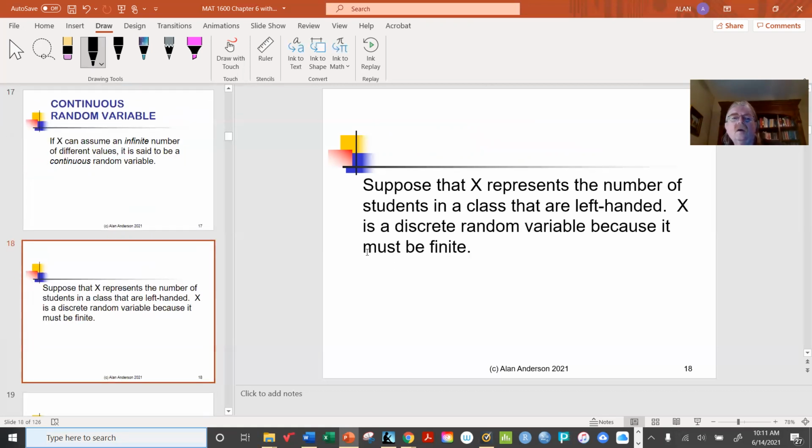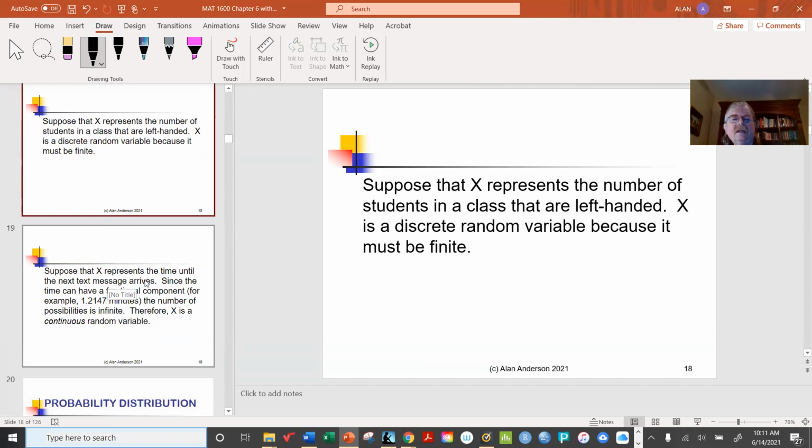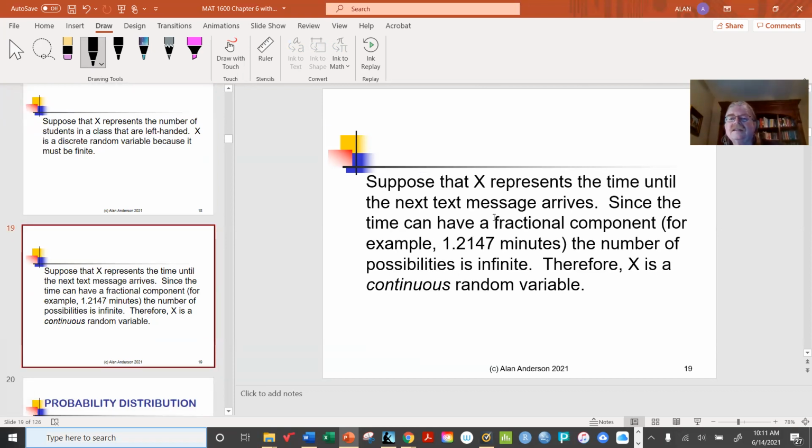Okay. Or here's another simple example. X is the number of students in a class that are left-handed. Well, obviously, this has to be an integer. You can't have 2.3 left-handers. So therefore, X is discrete because it must be finite. Or if it's the time until the next text message arrives. Again, because there's time, time can have a fractional component. It could, for example, be 1.2147 minutes. So the number of possibilities is infinite, and that X would be continuous.